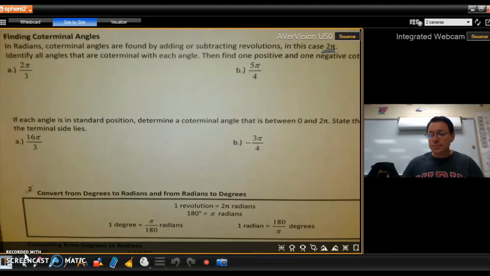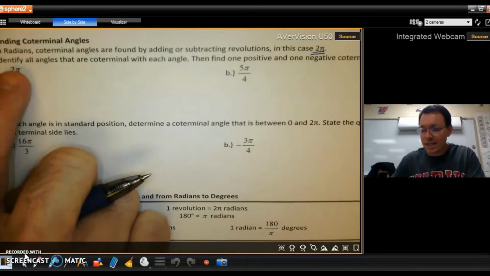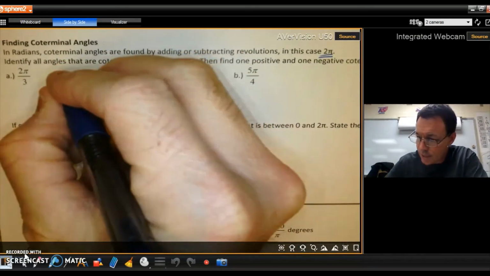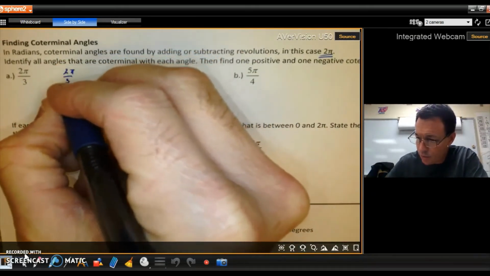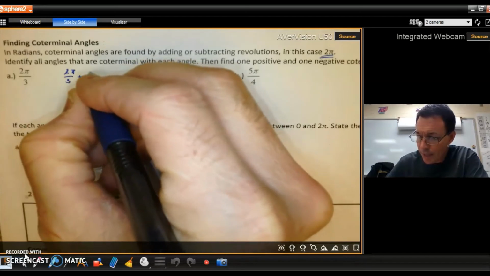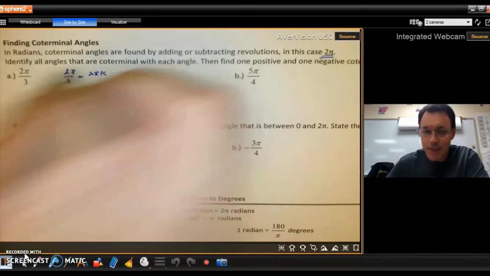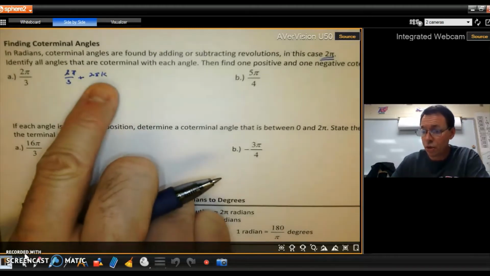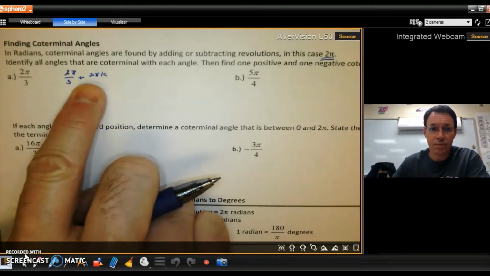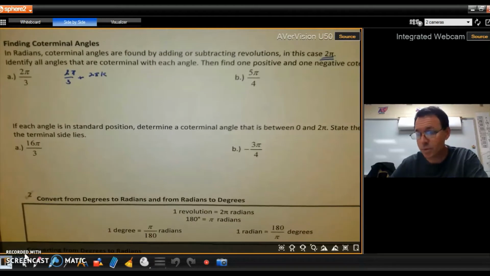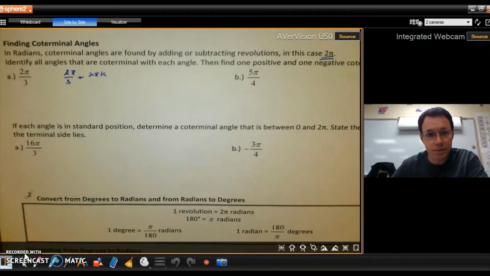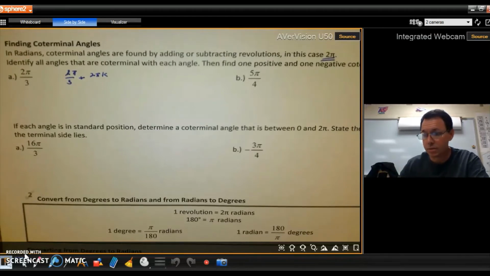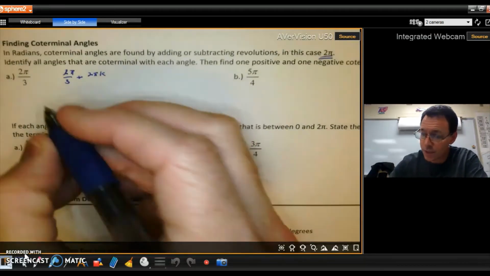So first thing we're going to do is identify all angles that are coterminal to the given angle. So we are going to take 2 pi over 3, and we are going to add 2 pi k. Just like we did the other day. These are multiples of one complete circle. Any multiple, you're going to land on a coterminal angle. And then we're going to find one positive and one negative coterminal angle of this angle.